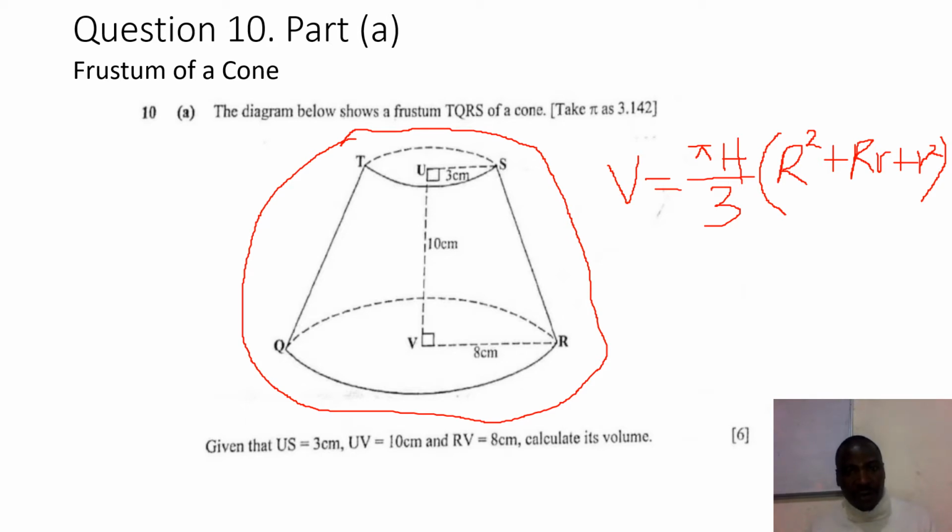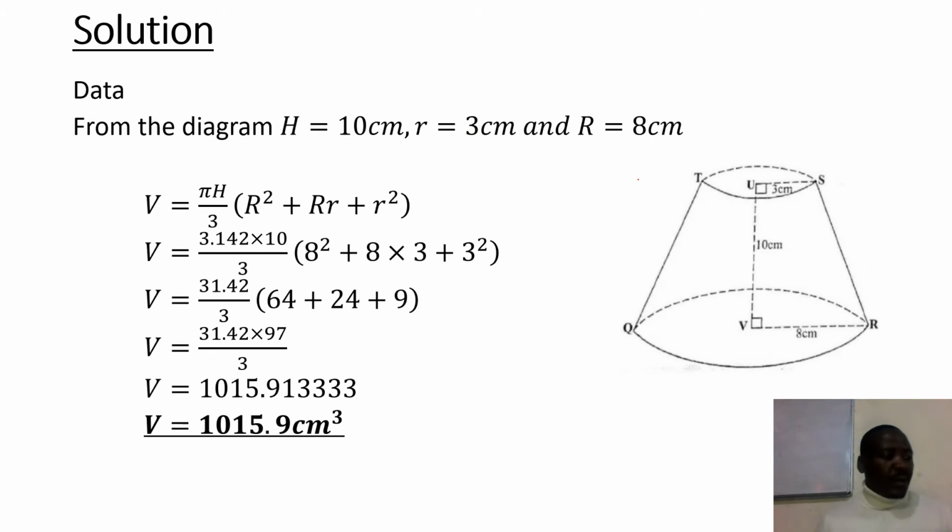We'll use this formula, volume equals pi h over 3 open bracket R squared plus R times r plus r squared, where this small r represents the radius of the face with the smaller circle, and the capital R represents the radius of the base of the frustum in this case. And this capital H represents the height of the frustum. So we are going to make the substitution. Our H, height of the frustum, is 10 centimeters.